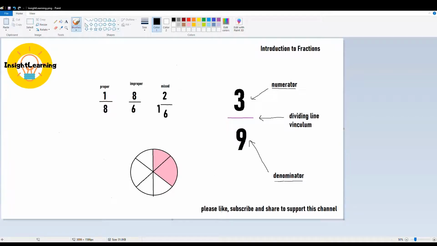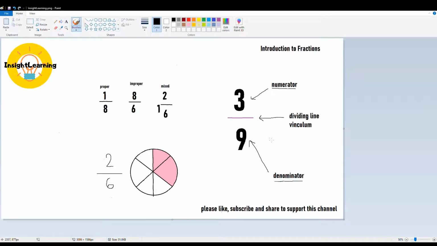Now, let's see how we'd represent a fraction. We've got this pie type thing here. 2 out of 6 pieces altogether are shaded in. So how would we represent this? As 2 are shaded in, we make 2 our numerator. Then we put our dividing line. And as there are 6 pieces altogether, we make 6 our denominator.